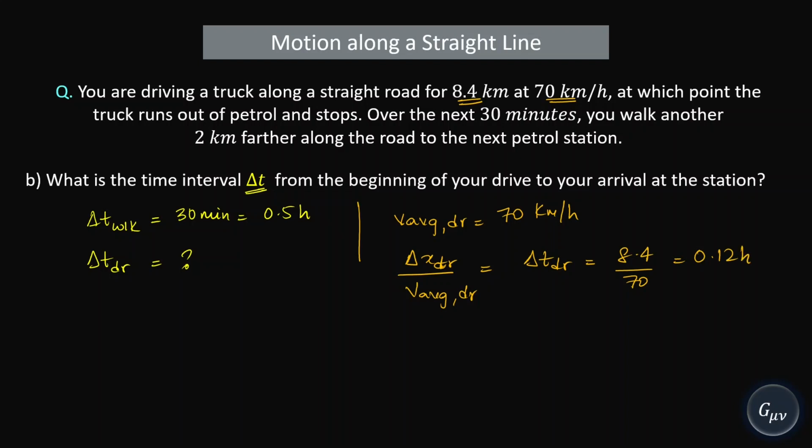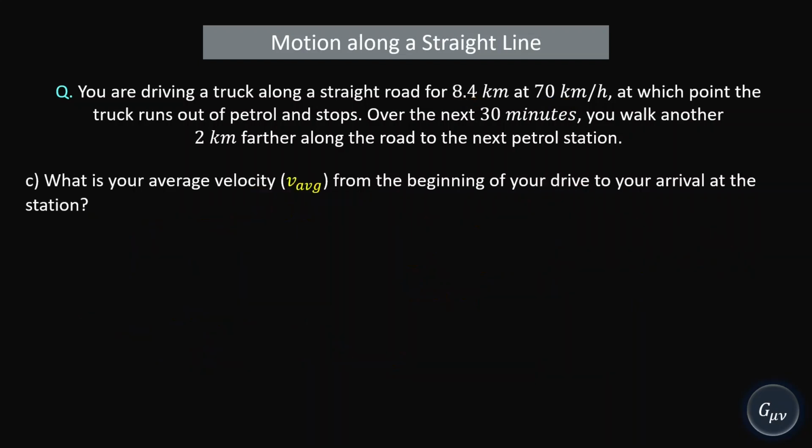Correct? So the total time interval delta t is nothing but delta t walking plus delta t driving, and this is 0.5 plus 0.12, which is 0.62 hours. So we have found the total time interval delta t, which is 0.62 hours. Clear? Now in part C, we are asked to calculate the average velocity from the beginning of the drive to the arrival at the petrol station.